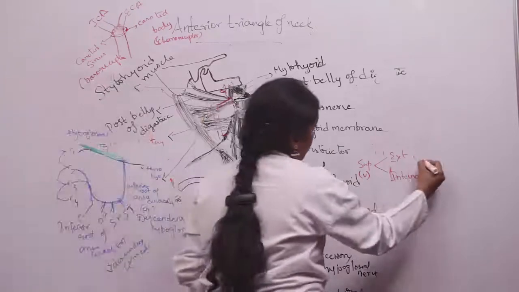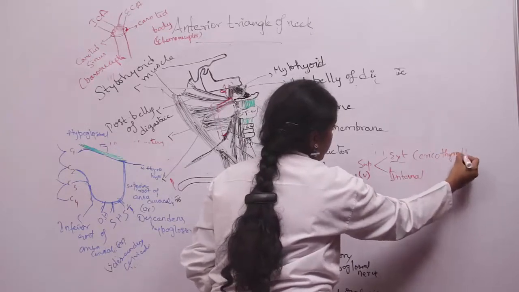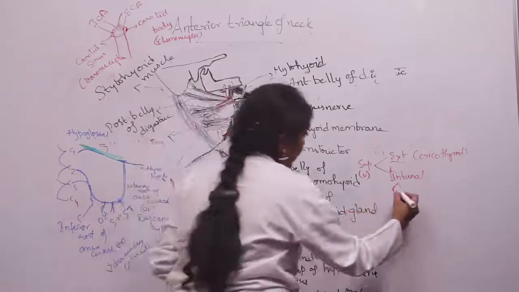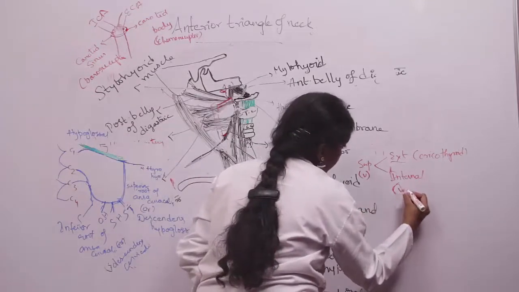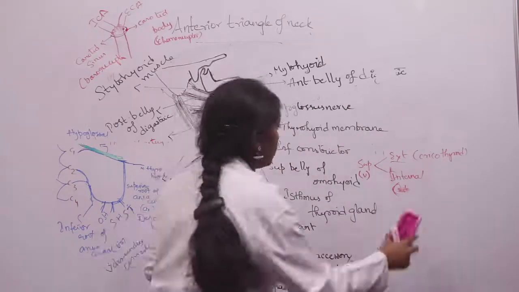The external laryngeal nerve supplies the cricothyroid, and the internal laryngeal nerve is sensory, and it supplies the mucous membrane up to the level of the vocal folds.